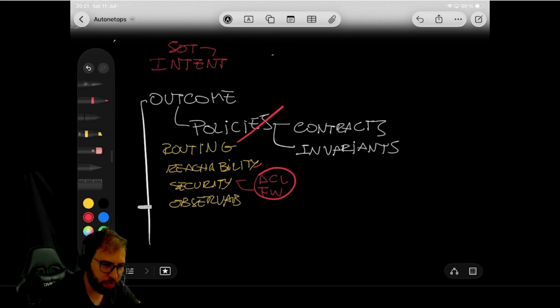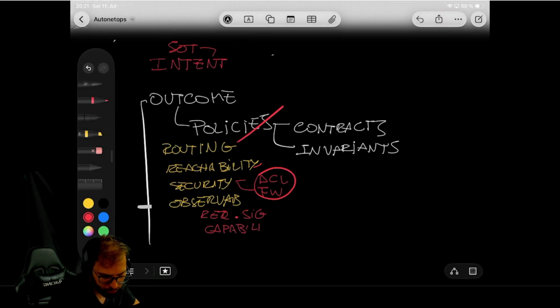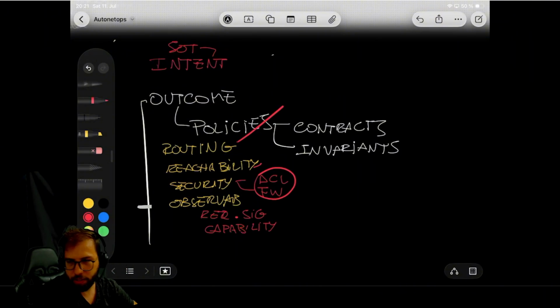Then we're going to create our observability. What are the required signals? What are the capabilities that a device must have to reach our network, or this site, or this specific role? When a device comes to our source of truth, where must it be? How must it be rendered? Where must it be added to our collector? This is what we're going to do.